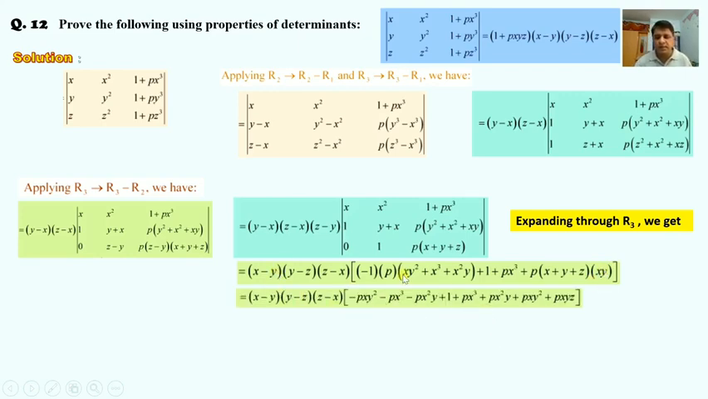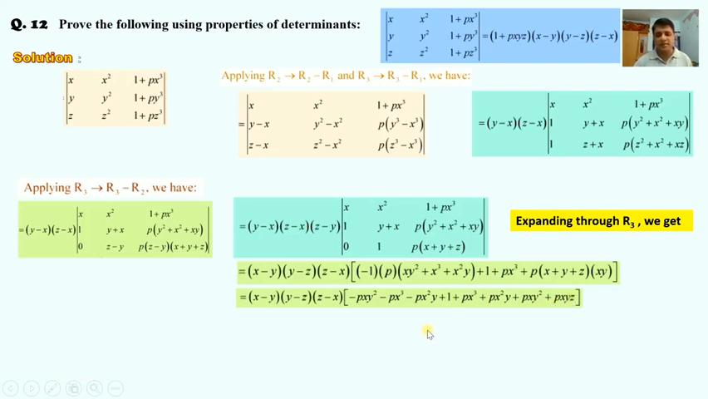Now multiplying inside this minus 1 into p, this came minus px y square minus px cube minus this thing, and then plus so on up to here. Then minus pxy square, and then xy square cancelled, and then px cube, and then px cube plus minus cancelled, and minus px square y, and px square y cancel, and only 1 plus pxyz is remaining.